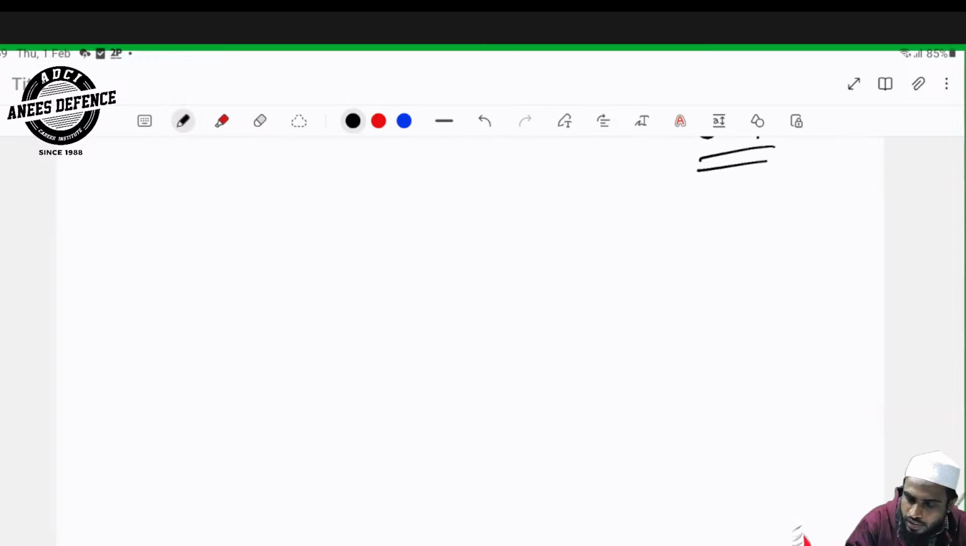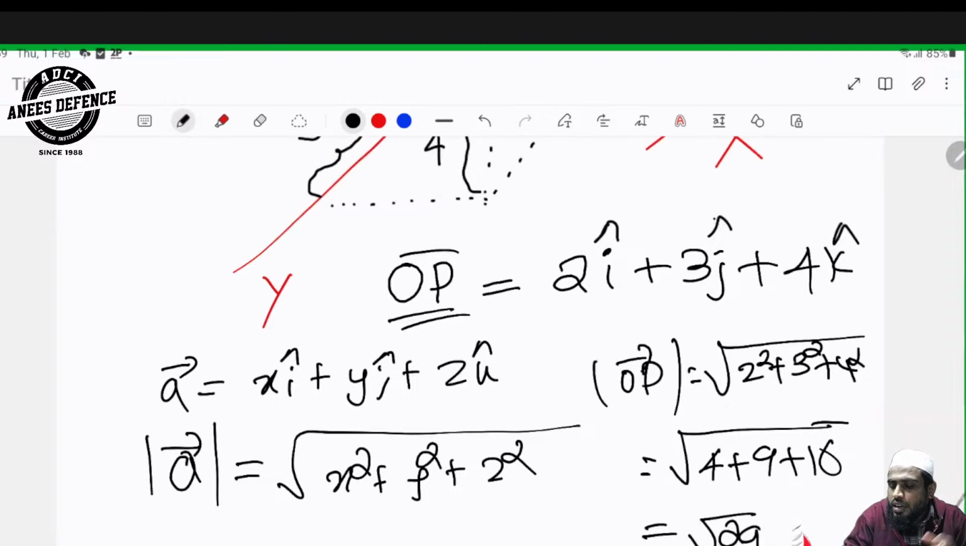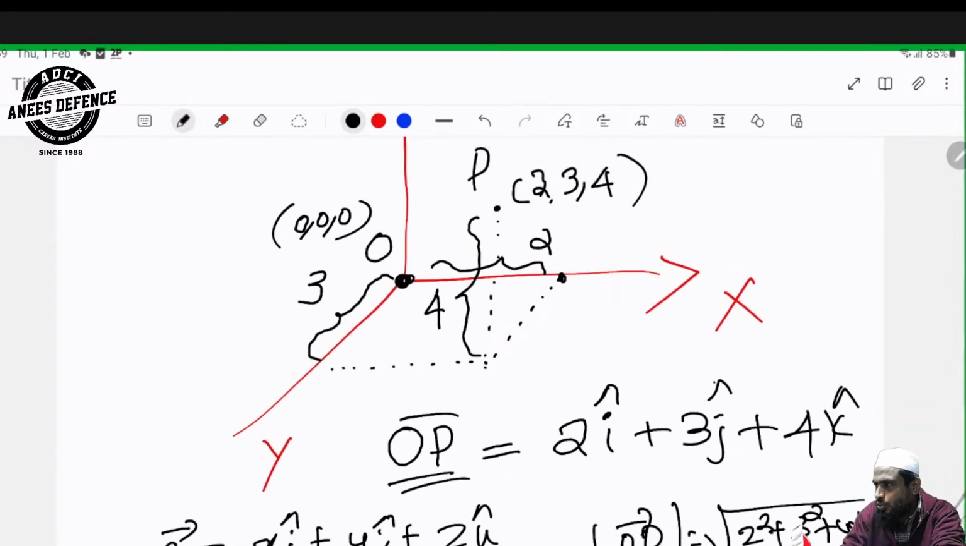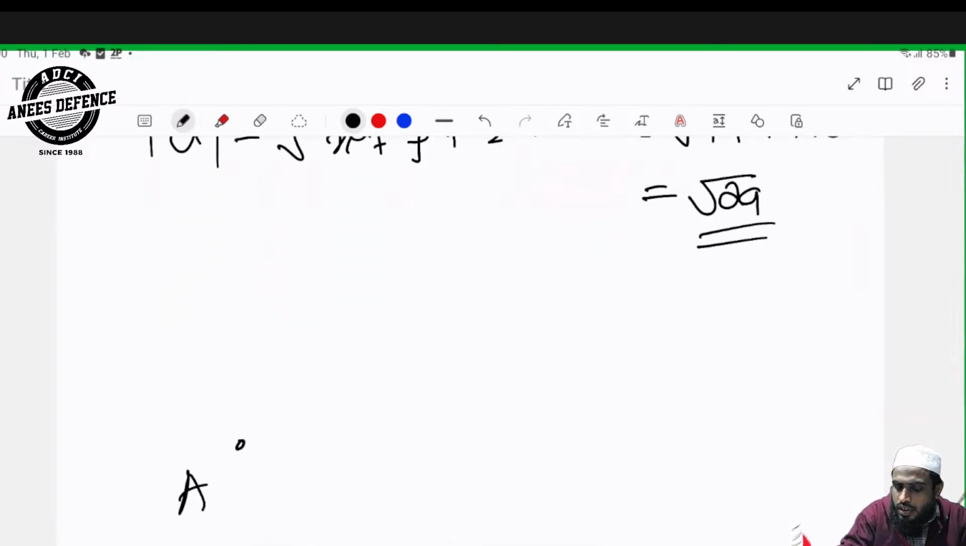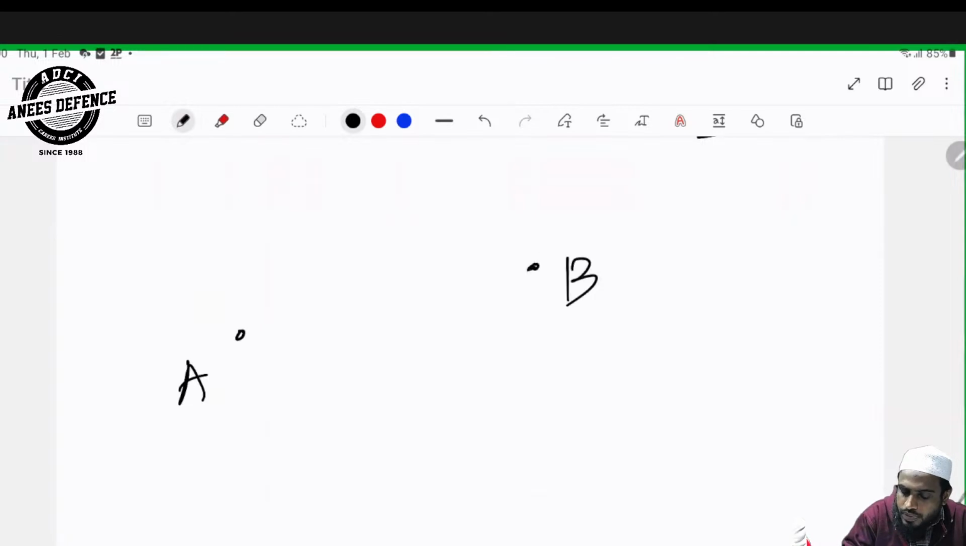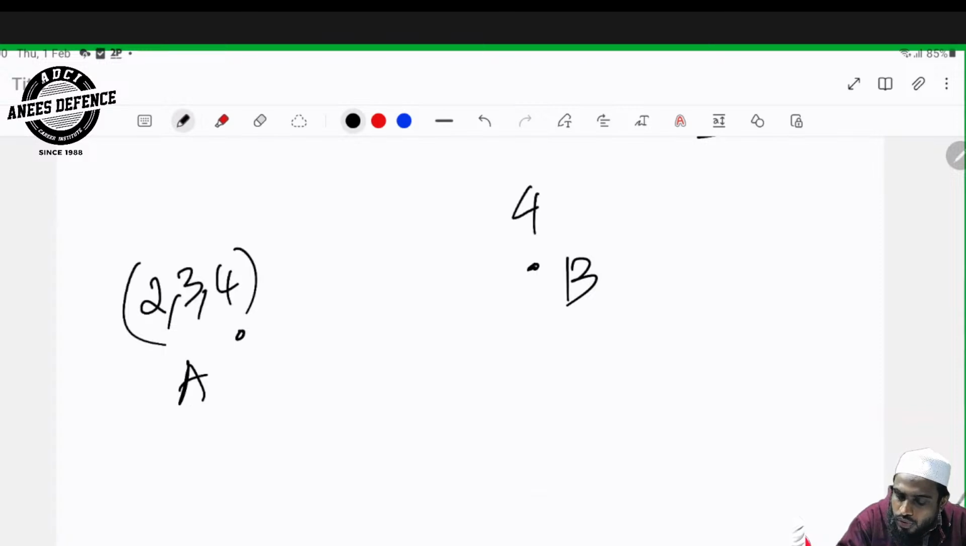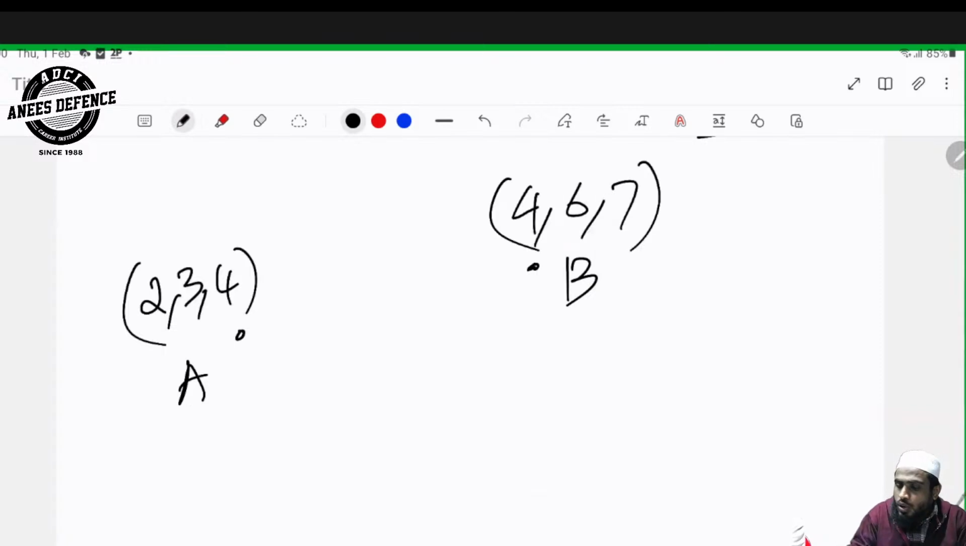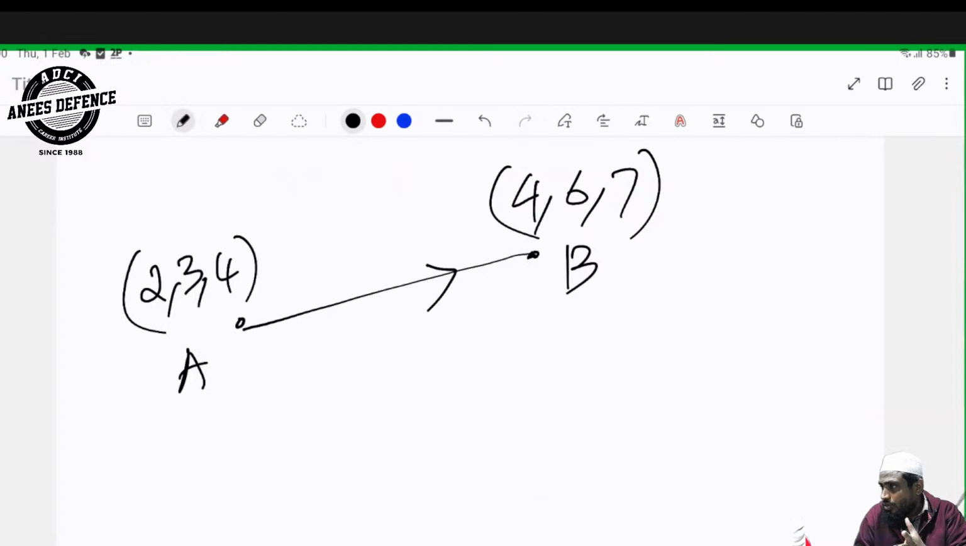Similarly, in 3D, they will give you two points. Here you got two points. One is the origin. Another one is a general point, 2, 3, 4. Now you are getting two points A and B. A is 2, 3, 4. B is 4, 6, 7. So you have to calculate vector AB. What is the meaning of 2, 3, 4? The position vector of A with respect to the origin. B, 4, 6, 7, means the position vector of B with respect to the origin.